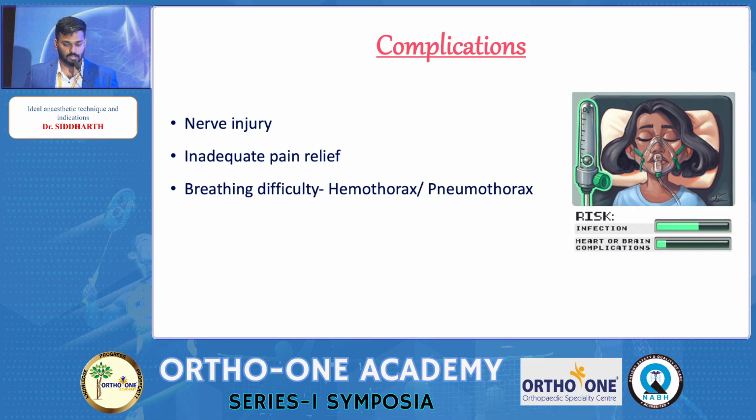And what complications do you look for? Number one, nerve injury. Number two, you need to know if the patient is having adequate pain relief, and in some cases there can be breathing difficulty. One, because of the phrenic nerve paralysis, and another, there can be a hemo or a pneumothorax. So always look closely for it.